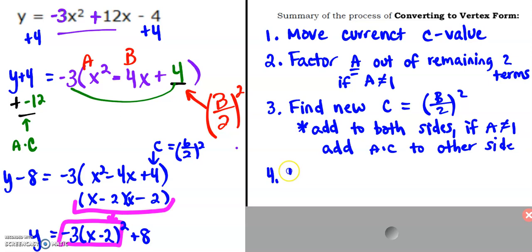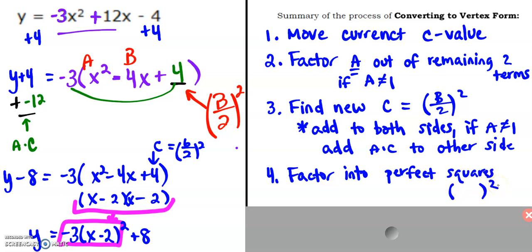And then your fourth step is that you're going to factor into perfect squares, so you're going to have some quantity squared. Now, I do want to keep in mind, and I spelled this word wrong, I was thinking about too many things at once. Move current c value.